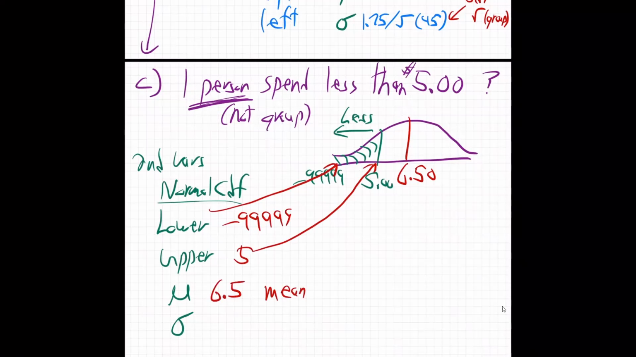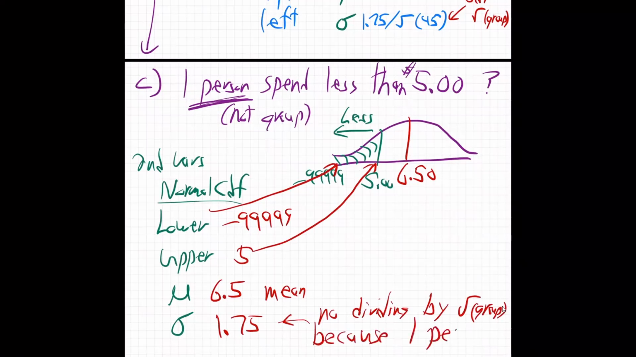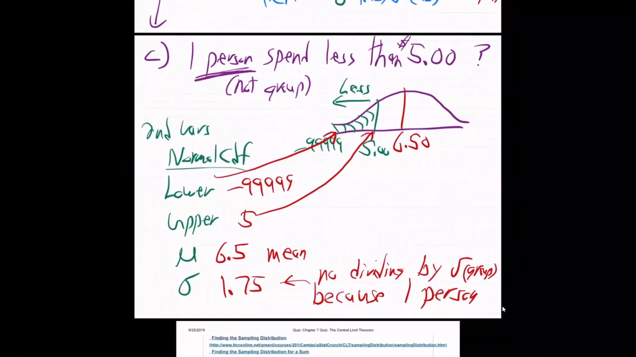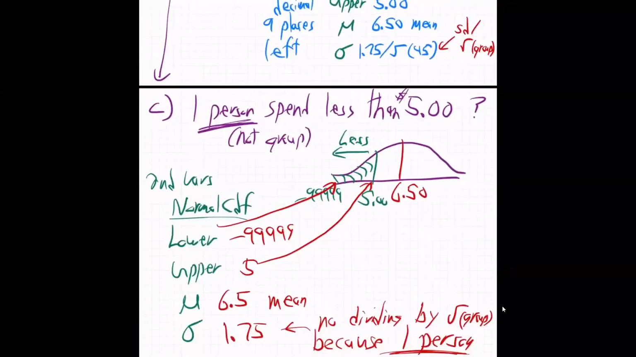Now, what about the sigma? That's just simply 1.75. No dividing by the square root of the group, because it's one person, not a group. Do you see the difference? It's one person, not a group. That's what they're trying to make clear. Are we talking about one person or are we talking about a group? So this is one person.